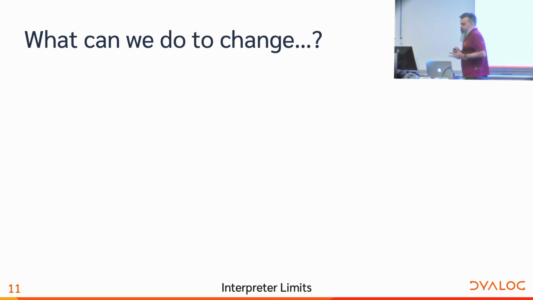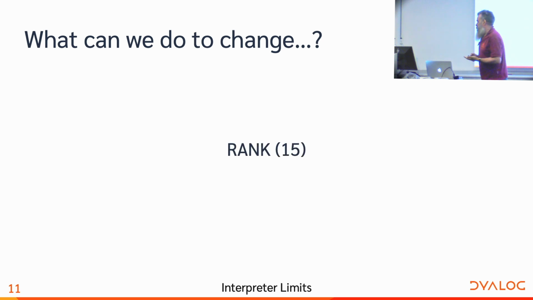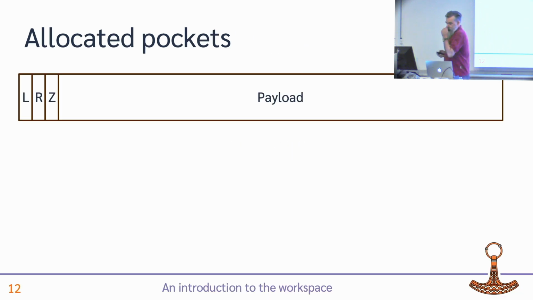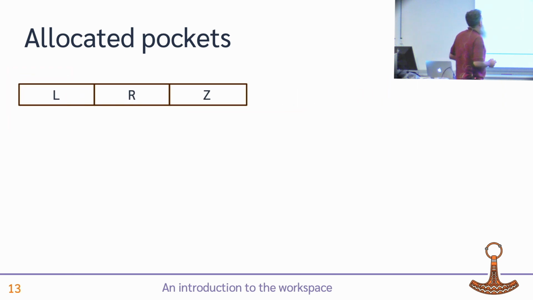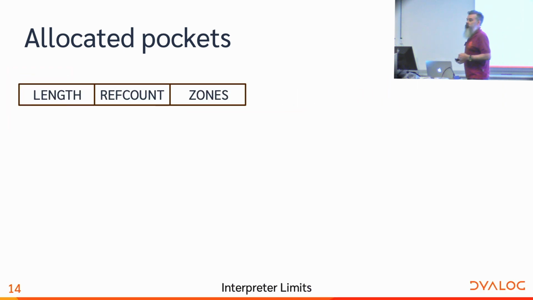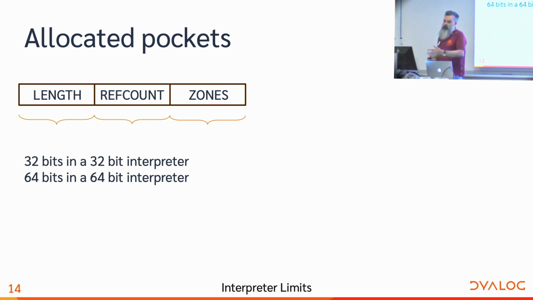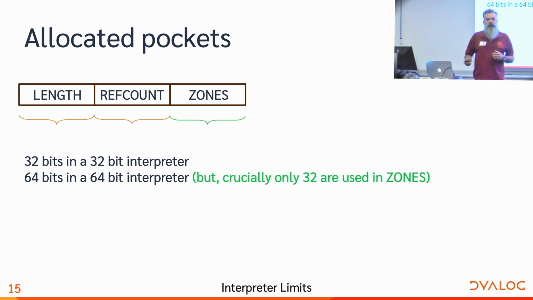So let's talk about some of the generic problems we generally have in Dyalog APL that lead us to have these limits. And let's talk about rank in the first instance. Here is a slide from Richard Smith's presentation from last year where he talked about the layout of a pocket in Dyalog APL. And typically a pocket is our unit of allocation. And typically all of our pockets begin with this LRZ triplet, which is essentially what we call the length, the ref count, and the zones. And as Asher showed yesterday, each of these are 32-bit fields on a 32-bit interpreter and 64-bit fields on a 64-bit interpreter. Except in 64-bit interpreters, we don't use all of the bits that are in the zones. That turns out to be quite key.